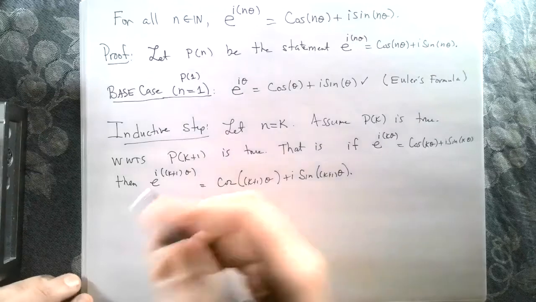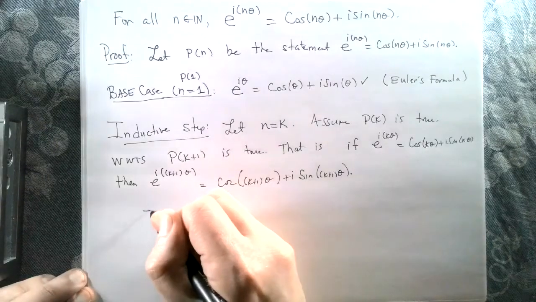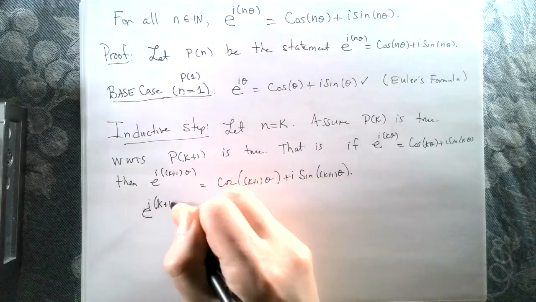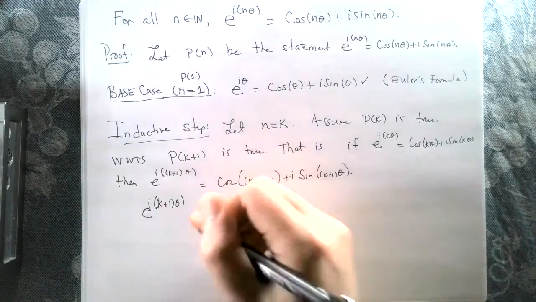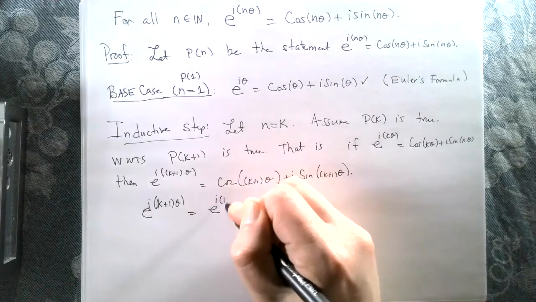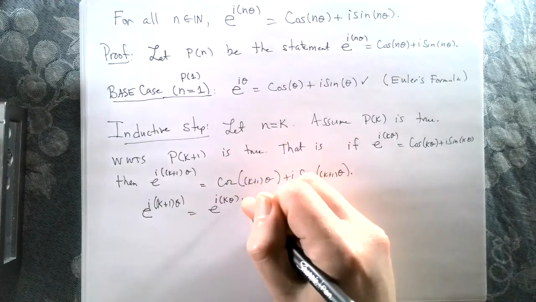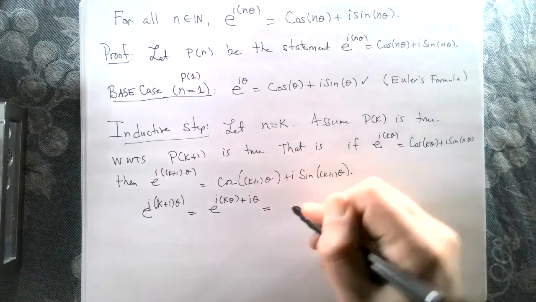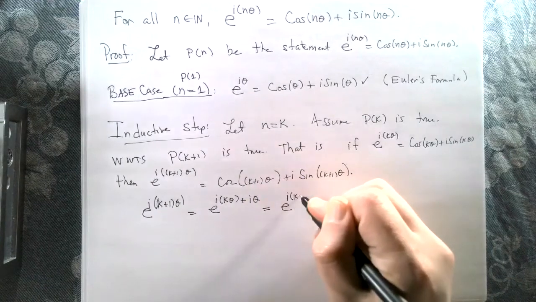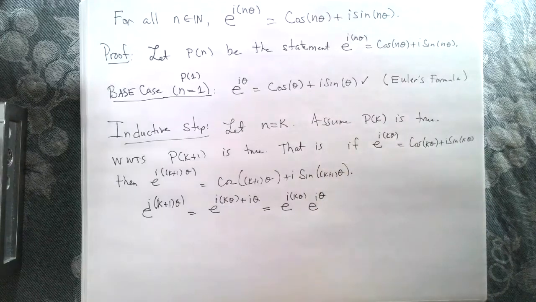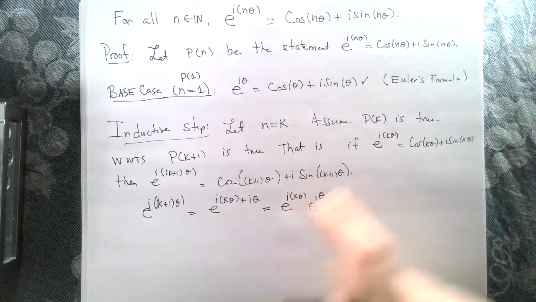So let's see what we have here. We have e to the i k plus 1 theta. Now let's do some algebra. This is e to the i k theta plus i theta. But by algebra, we know that's exactly e to the i k theta times e to the i theta. And here's where we need our inductive hypothesis. So by our inductive hypothesis, this is exactly equal to this.